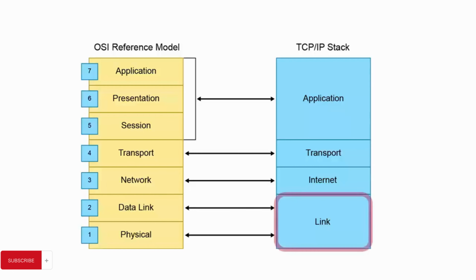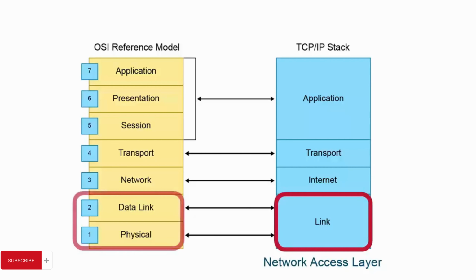The data link layer is known as the network access layer and is the equivalent of both the physical and the data link layers in the OSI model. It deals with components such as cables, connectors, and network cards, like in OSI layer 1. Like OSI layer 2, the link layer of the TCP/IP model is concerned with hardware addresses.